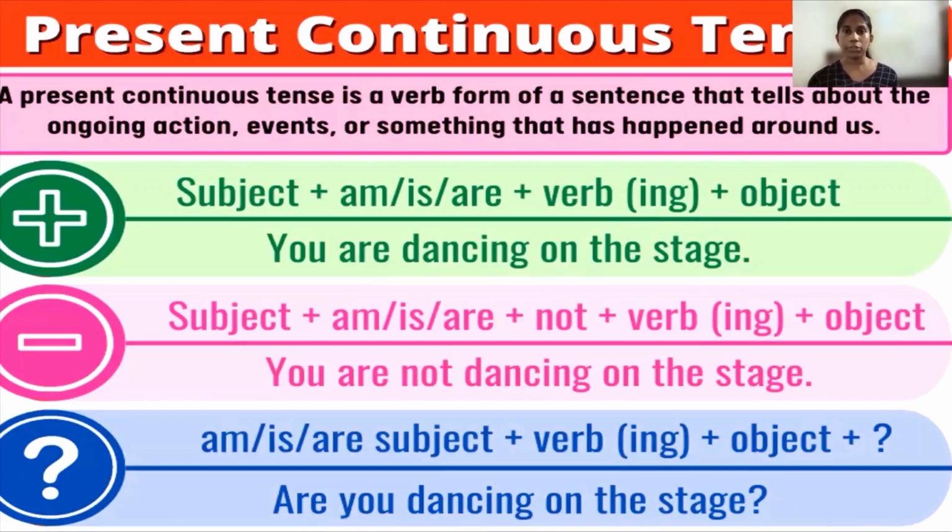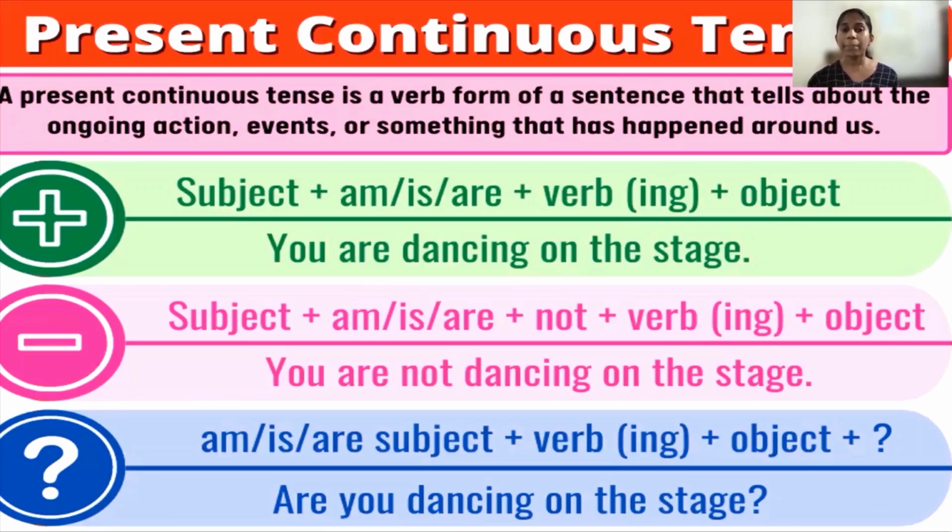If we are going to make a question using this present continuous tense, we should write the relevant helping verb before the subject. Then we should write the subject, then the ing form of the verb, and at last the object. And as this is a question, we should use the question mark. Here there's an example given. Are you dancing on the stage?